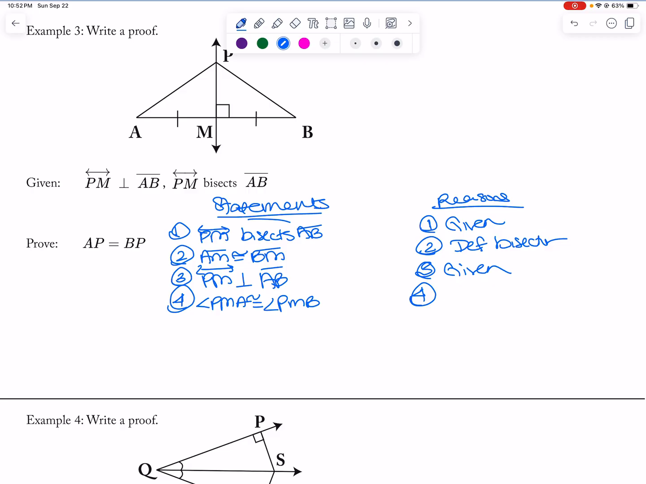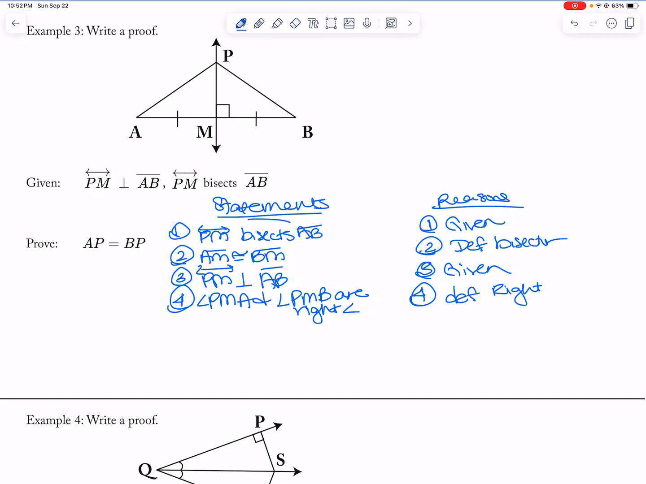Hold on, I messed up. I want to show that these are right angles first. So angle PMA and angle PMB are right angles, and that is the definition of perpendicular. I was getting ahead of myself here when I write my proof.